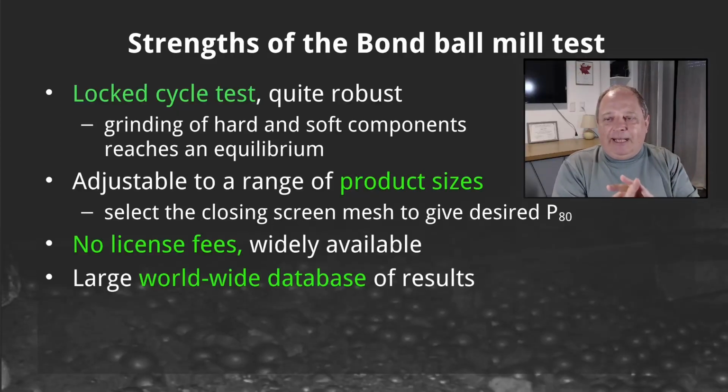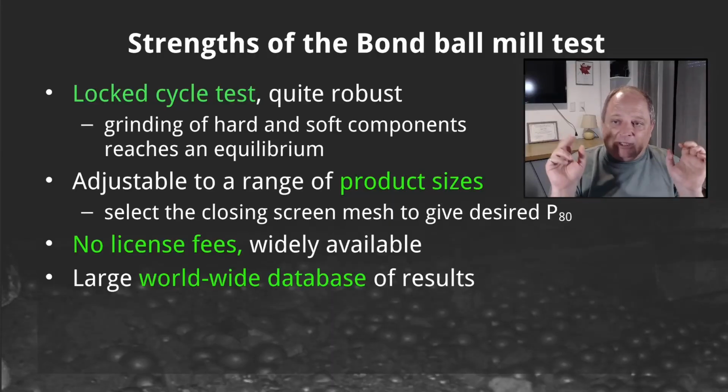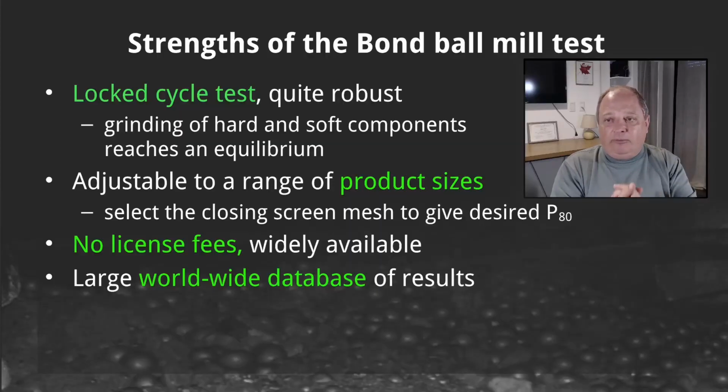Once you've got that established, what happens as you get to equilibrium in a full Bond ball mill test, then you can calibrate these mini Bond or modified ball mill tests that do not reach an equilibrium. That's one of the aspects of these modified tests. They don't reach an equilibrium.